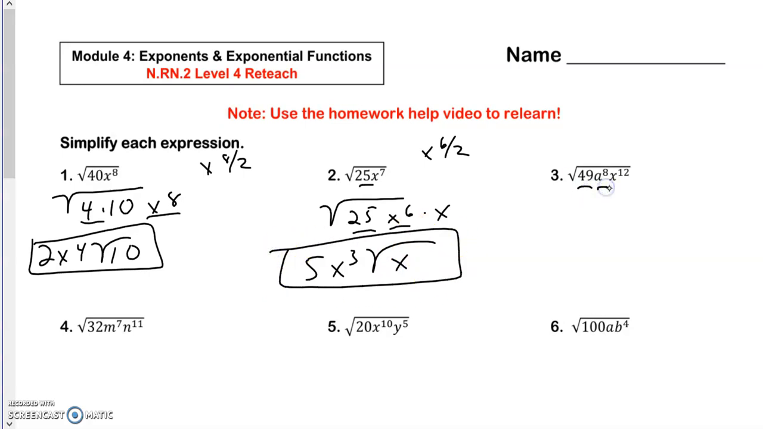49 is perfect. A to the 2nd, a to the 8th is perfect, and x to the 12th is perfect. So the square root of 49 is 7. 8 divided by 2 is 4. 12 divided by 2 is 6.